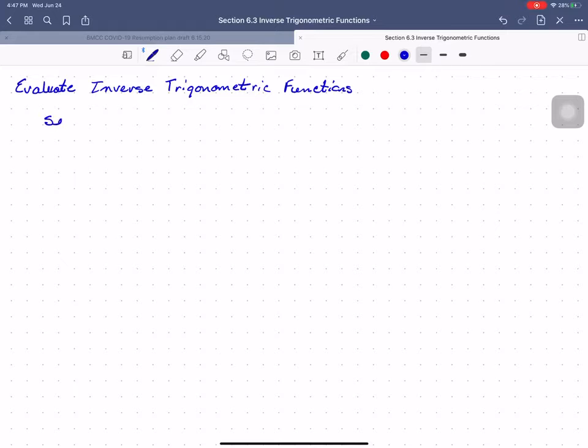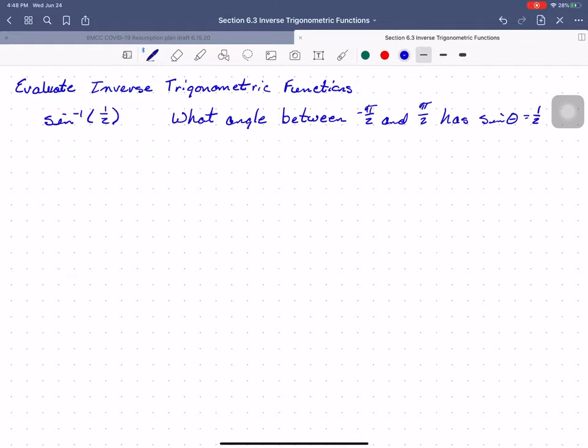Suppose I'm asked to evaluate the inverse sine of 1/2. When you see this, what you want to be thinking is, what angle between negative pi over 2 and pi over 2, and think about why I'm limiting myself to those values, has sine equal to 1/2? That is the question we are answering when we are evaluating the inverse sine of 1/2.